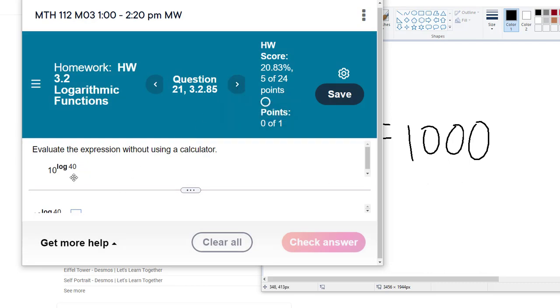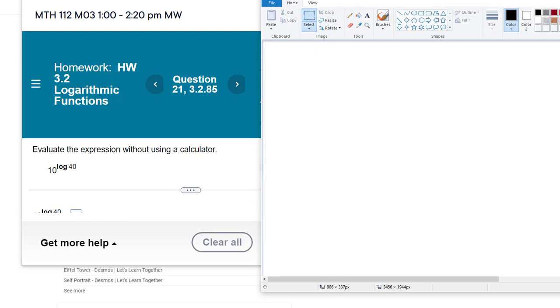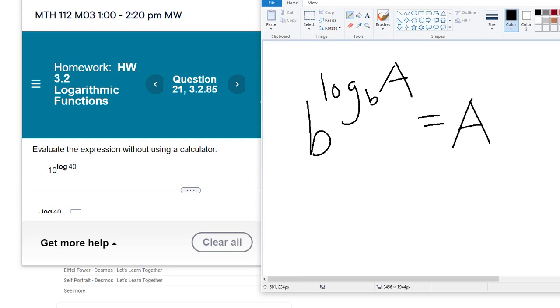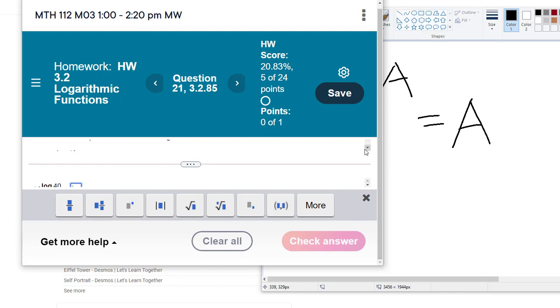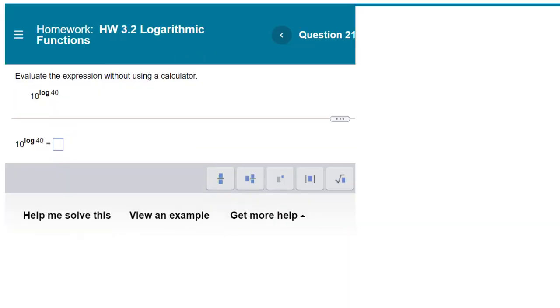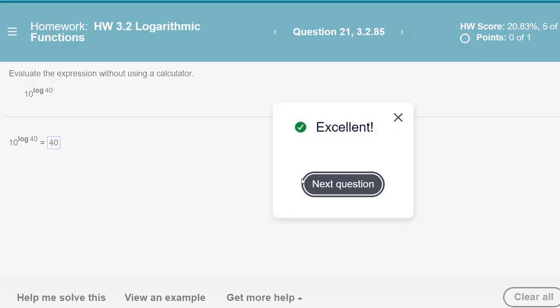This one, 10 to the log base 10 of 40, that's that property we talked about. And that is if you have a base to a log of the same base, some argument, it's almost like those cancel each other out because they're inverse functions. The exponential and the log function are inverses, and they cancel each other out. So the answer to this one is going to be 40. That's one of the first properties about logs that we learn, and we'll learn some more in the next class. Okay.